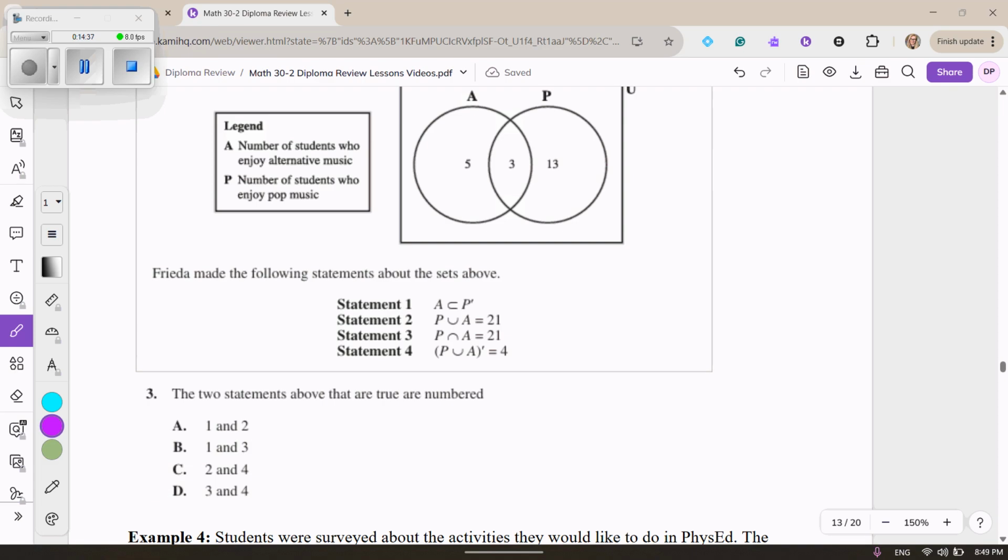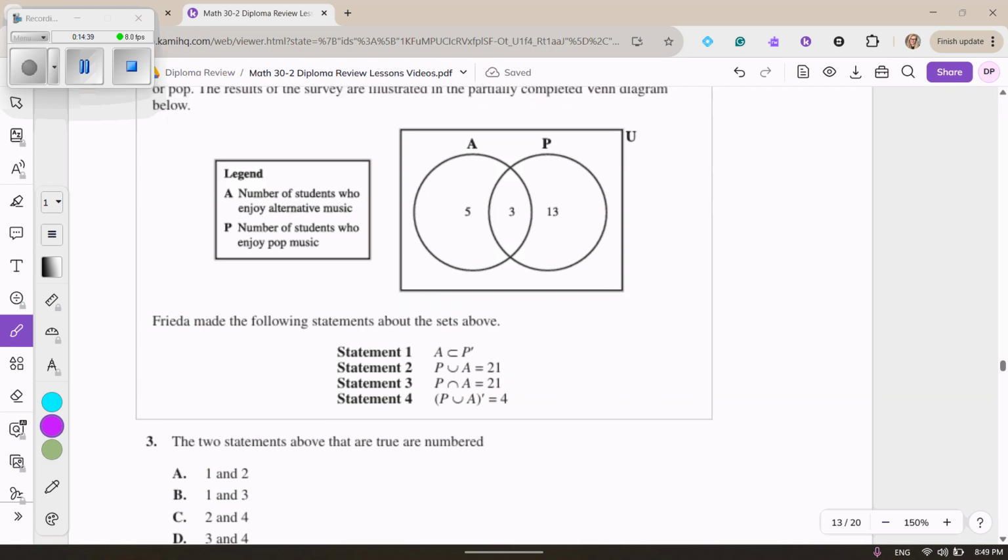A is a subset of P complement. So remember that means all the elements of A are in P complement. So P complement is everything not in P. So I'm going to just take a moment to color P complement, everything outside of P. So really it's just that 5.